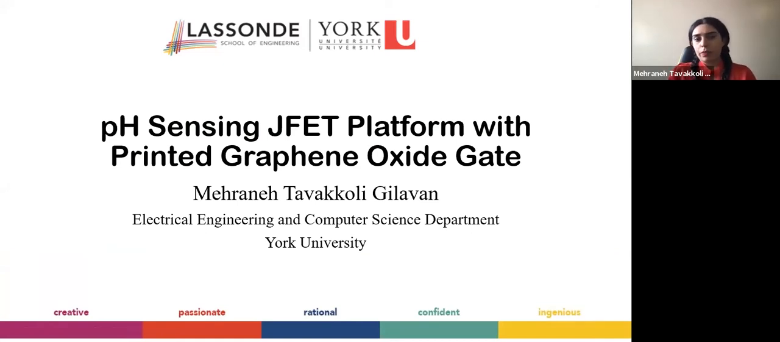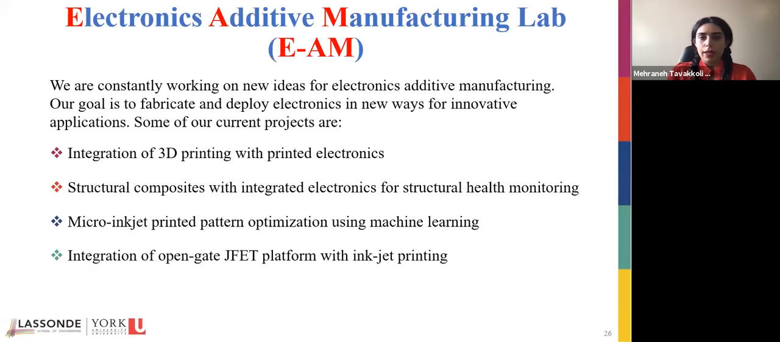I want to talk about my project, which is a pH sensing JFET platform with printed graphene oxide gates. Currently I'm a member of the Electronics Additive Manufacturing Lab, and our goal is to fabricate and deploy electronics in new ways for innovative applications. Some of our current projects are integration of 3D printing with printed electronics, structural composites with integrated electronics, and our latest project is integration of open-gate JFET platform with inkjet printing.